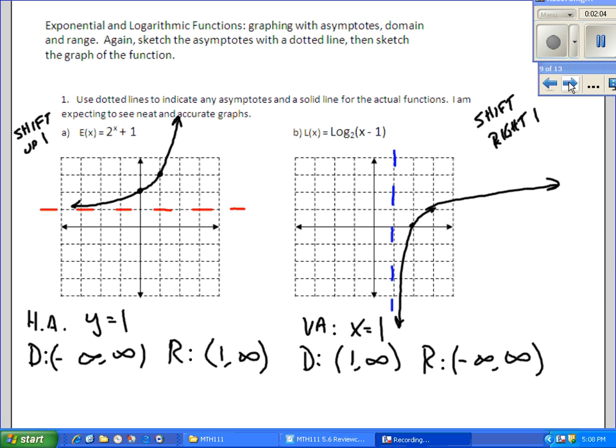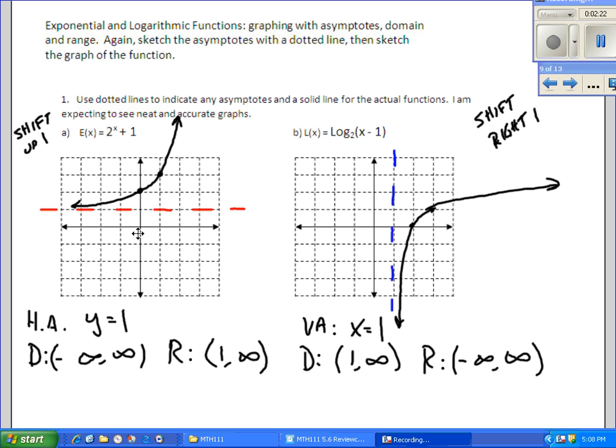Okay. Graphing exponential and log functions, again, these have asymptotes also, and we want to think about the domain and range of these functions. Again, show the asymptotes with a dotted line, then sketch the function. So a couple ways to think about this one. I like to think about it as being the graph of 2 to the x shifted up 1.